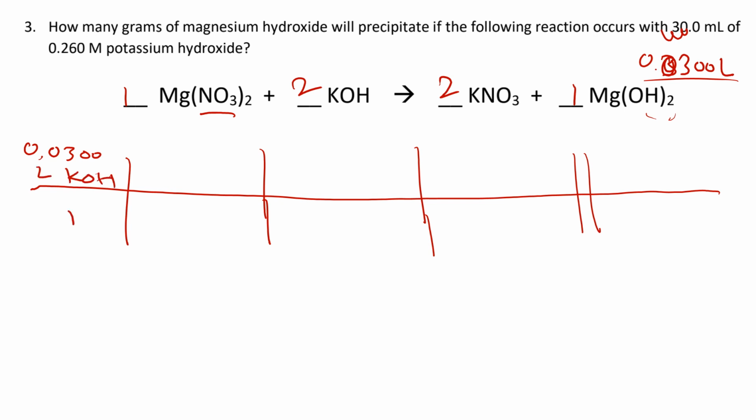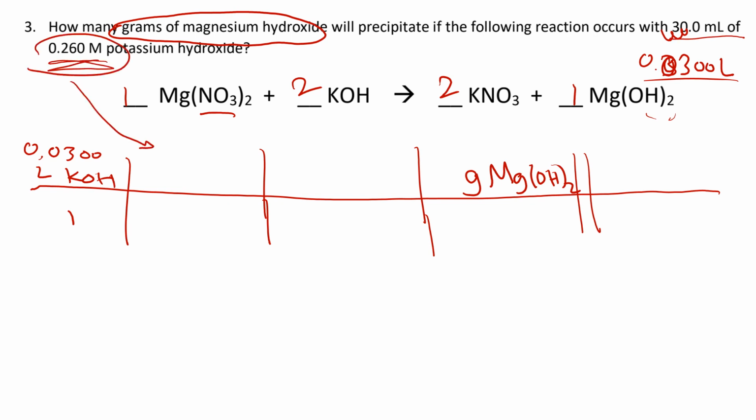KOH over 1. In the end, I want to get to grams of magnesium hydroxide, MgOH2. So notice how this is grouped, the 30 milliliters is grouped with this molarity. So I'm going to use this molarity over here. So this is going to be 0.260 moles of KOH over 1 liter of KOH.